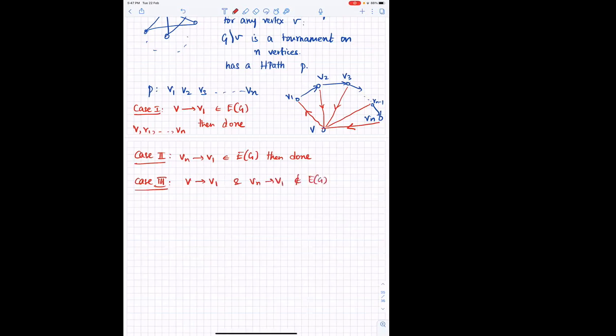So what do we mean by that? We mean that the edges are in a different direction. That is, it's like this, and this one is moving away. And in between, edges exist, but you just don't know their directions. Now, what can you do? If for any i, the edge Vi points towards V, and then V points towards Vi plus 1, even then we have a Hamiltonian path.